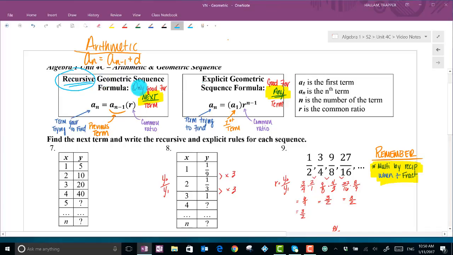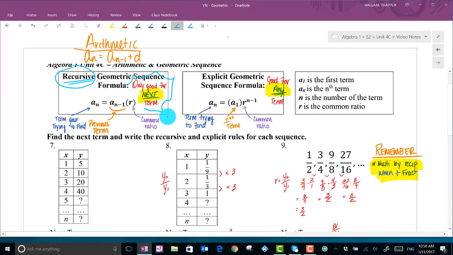Remember that recursive formulas are really only good for the next term. So if you needed to find the 100th term of something, you'd have to do each calculation, multiplying by r 99 times. So this is only good for short sequences, something like 6 or 7 terms, where you don't have to do a lot of calculations. Which brings us to the next form of a formula for a sequence, which is explicit. In the explicit form, remember, it's good for any term anywhere in the sequence. So when we do this one, this is what it looks like.